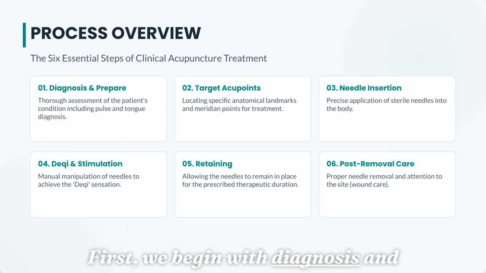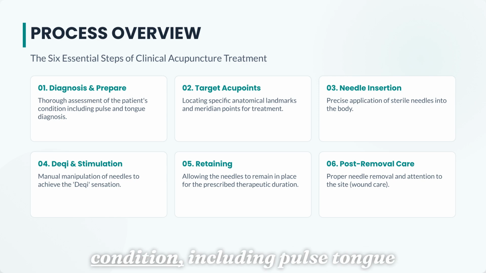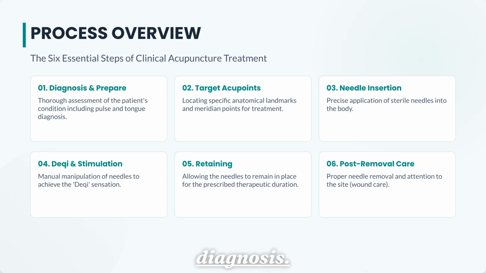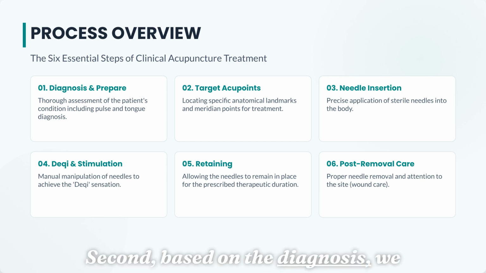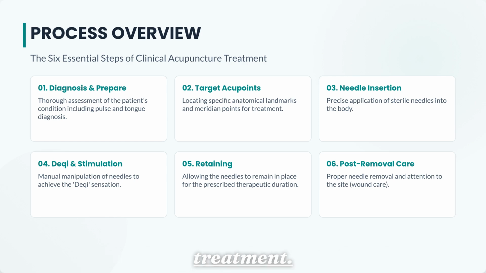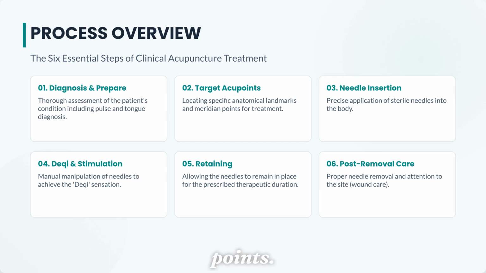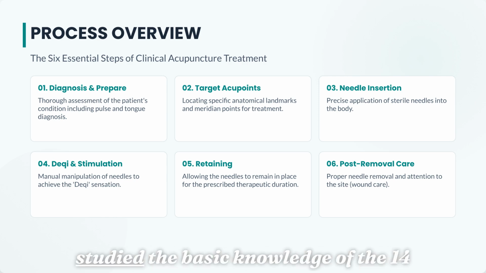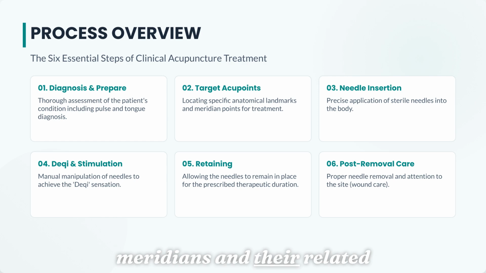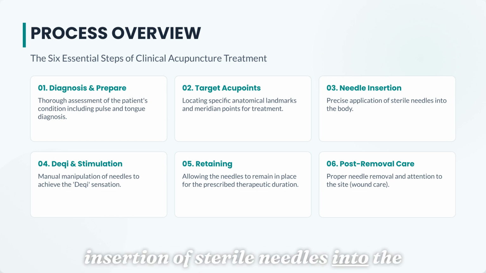First, we begin with diagnosis and treatment preparation. This can be summarized as a thorough assessment of the patient's condition, including pulse and tongue diagnosis. Second, based on the diagnosis, we select the appropriate acupoints for treatment. This involves locating specific anatomical landmarks and meridian points, and by this point, you have already studied the basic knowledge of the 14 meridians and their related acupoints. Third, we perform the precise insertion of sterile needles into the body.